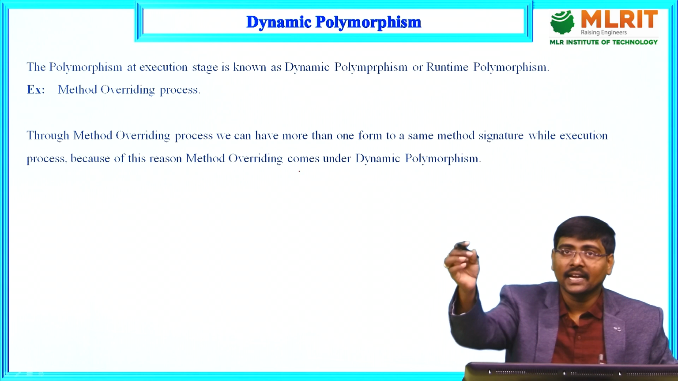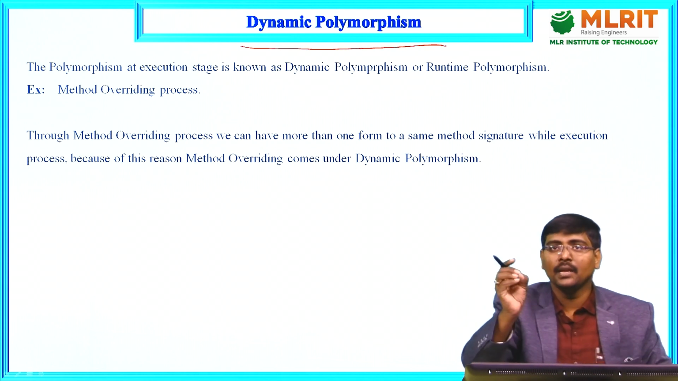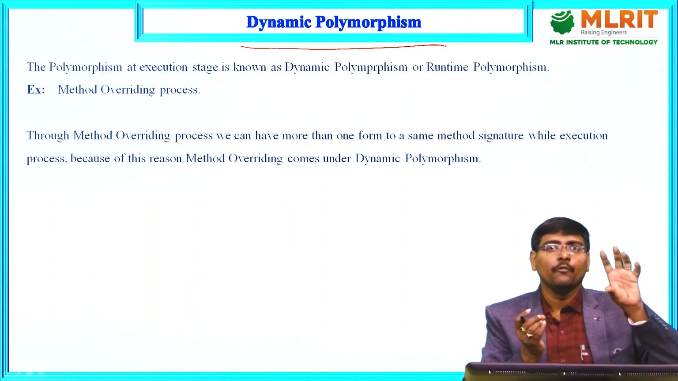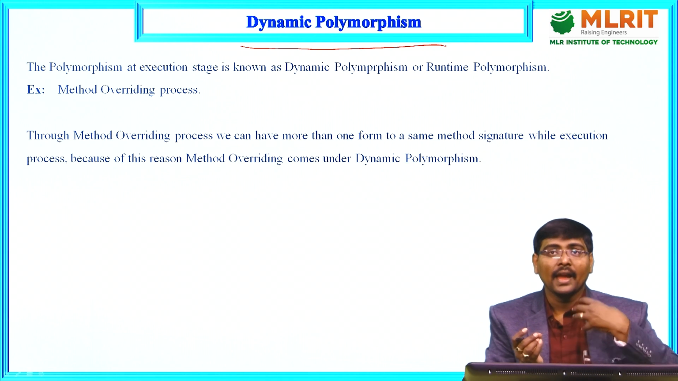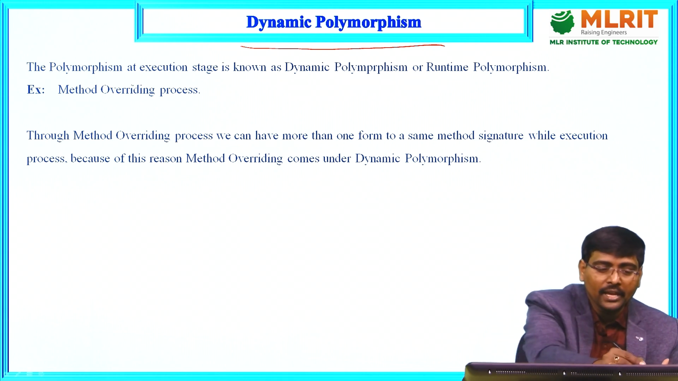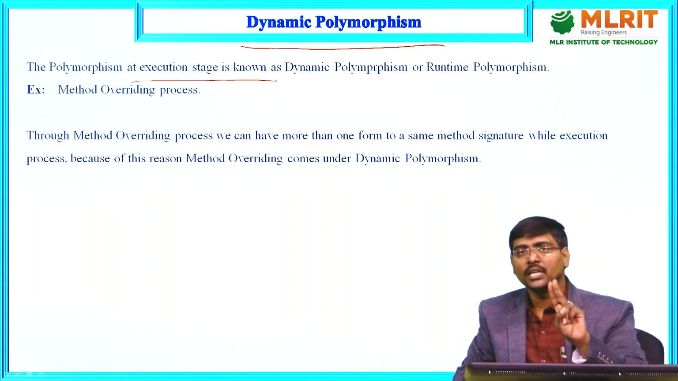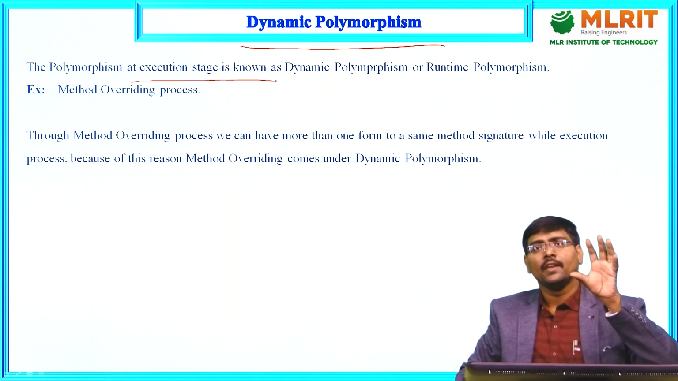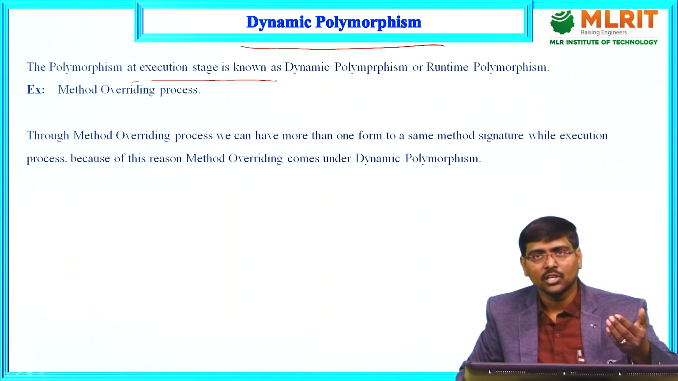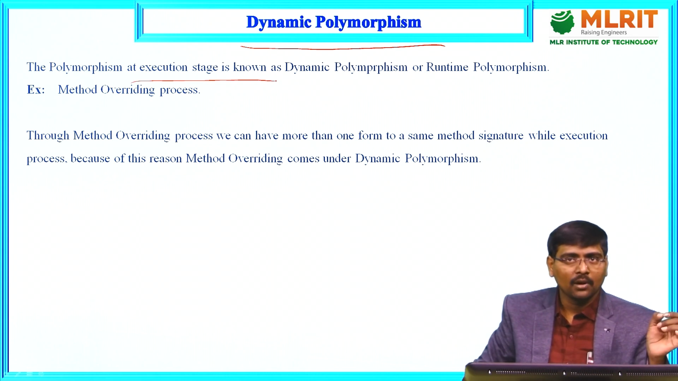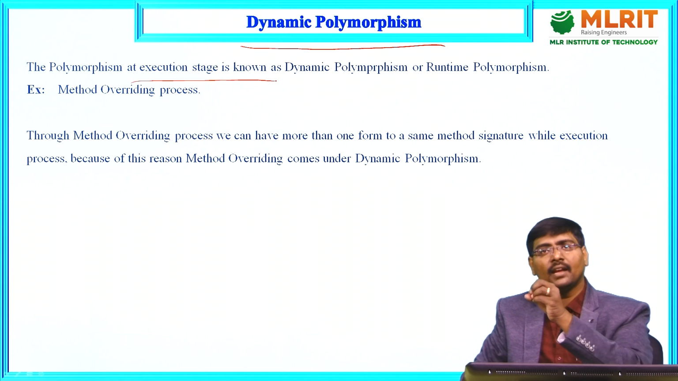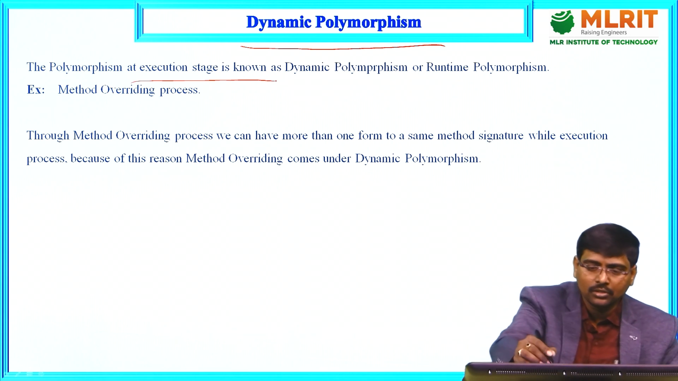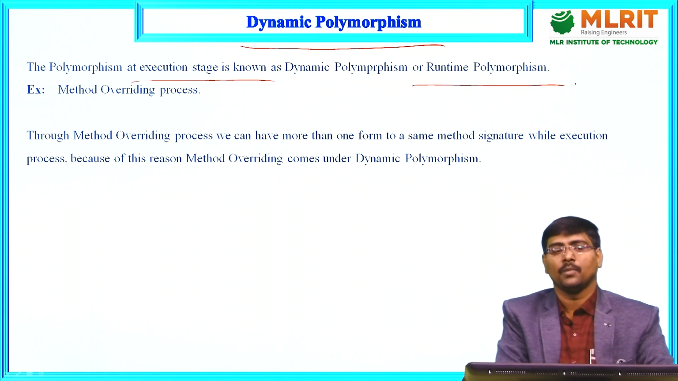Now the second point is dynamic polymorphism. Here, which method is executed is identified at the time of execution. Only two stages are there: one is the compilation stage, the second one is the execution stage. If it is identified at the compilation stage, that is called static polymorphism. If it is identified at the execution stage, that is called dynamic polymorphism. It's also called runtime polymorphism.